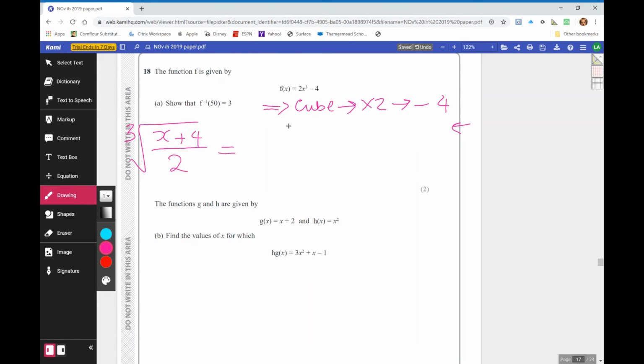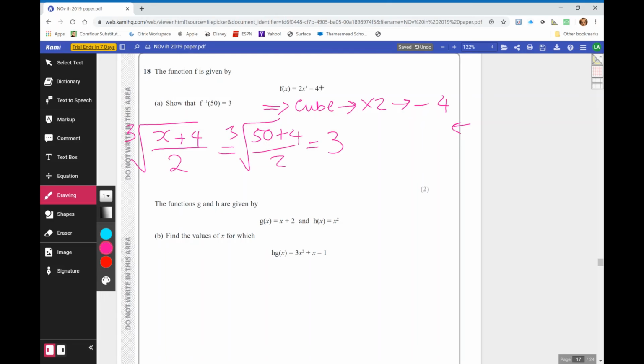Okay, so if I did that with 50, plus 4, 54, divide 2, 27, then I cube rooted that, that would give me 3. So I'd write that down: 50 plus 4, divide 2, cube root would equal 3.